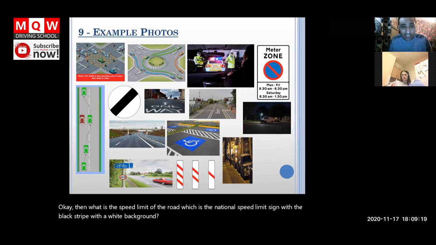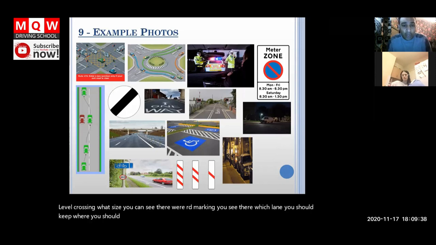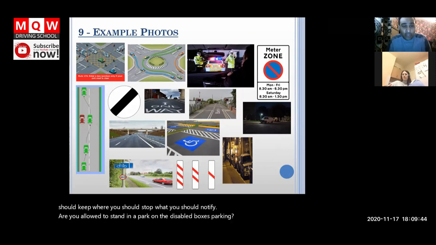Rules of the one-way system: how you can identify a one-way road. Then the next one is the level crossing: what signs you can see there, what road markings you see there, which lane you should keep, where you should stop, what you should notice. Are you allowed to stand and park on the disabled boxes? Parking on a motorway: which lane should you be driving in all the time?